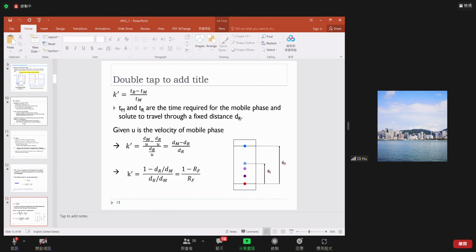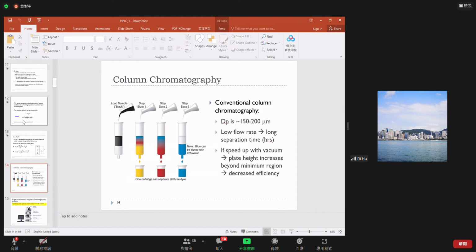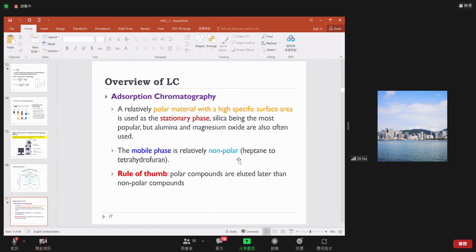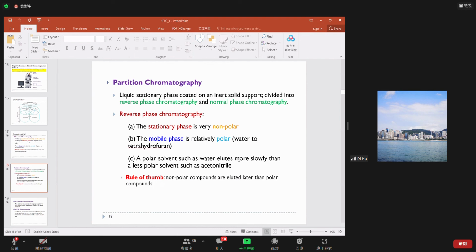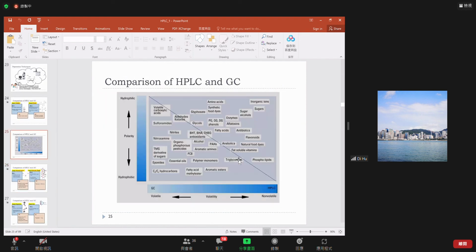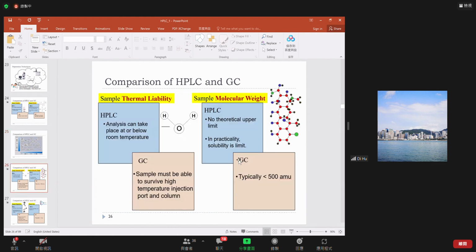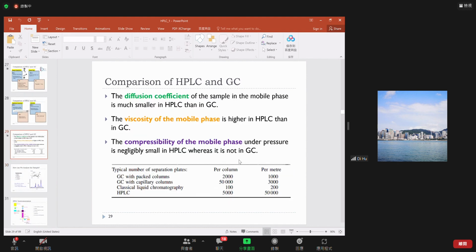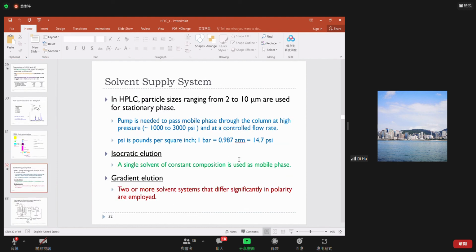So how we get the value for k prime, and then we come to the LC part. Here we get some basic idea about the difference between HPLC and GC, and if you have a compound, which chromatography you need to choose for the separation. What is the criteria? That's something you should know.